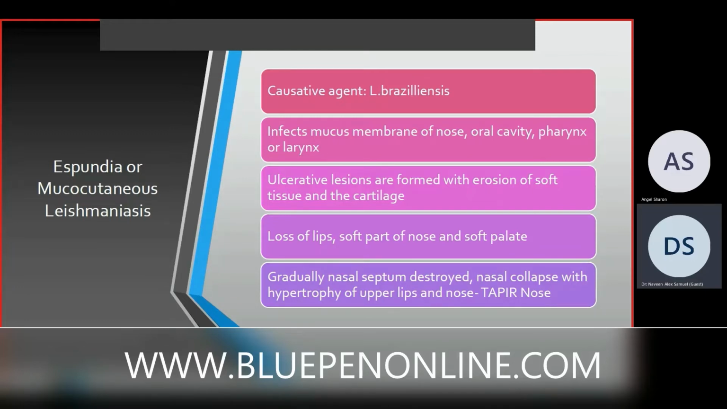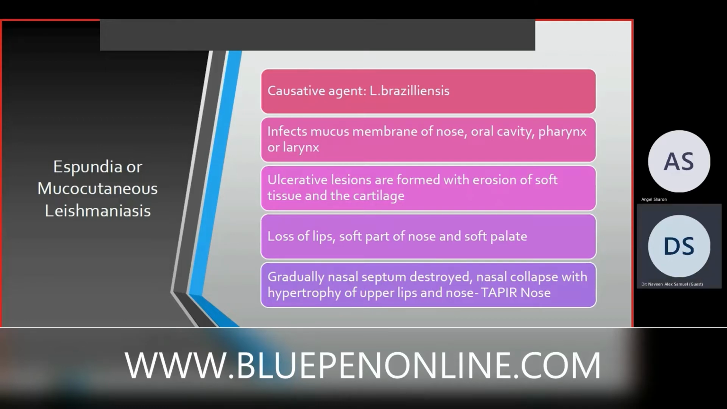There will be loss of lips, soft part of the nose, and the soft palate because it will invade the soft areas like the tip of the nose and the soft pharynx. The lips are all soft areas, and it will easily digest them. It affects the cartilage also. Once the cartilages are infested and destroyed, if the nasal septum is destroyed, the nose will collapse and will lead to hypertrophy of the upper lips and nose. And this classically we call the tapir nose.